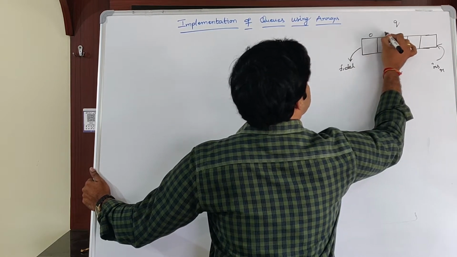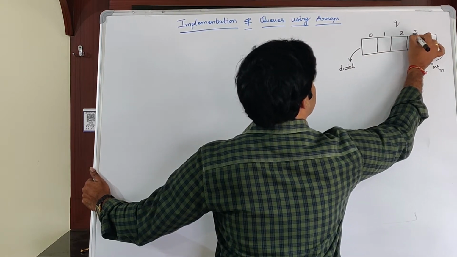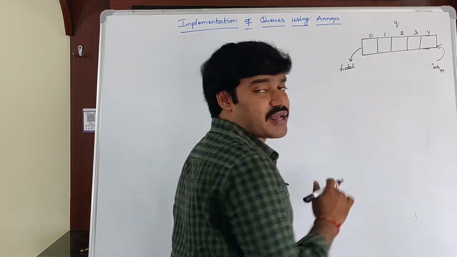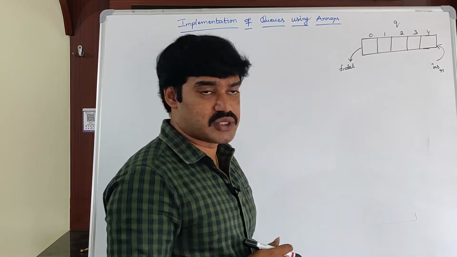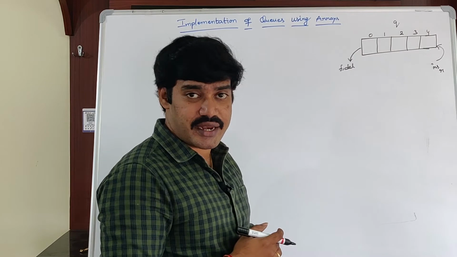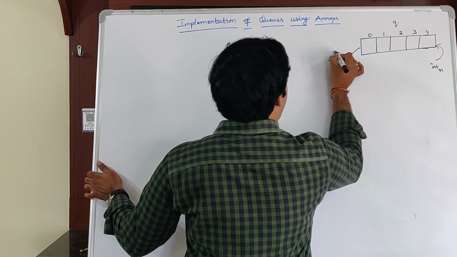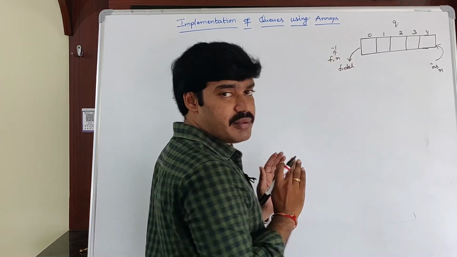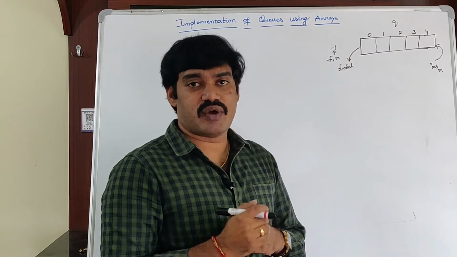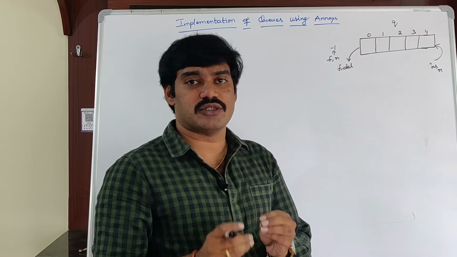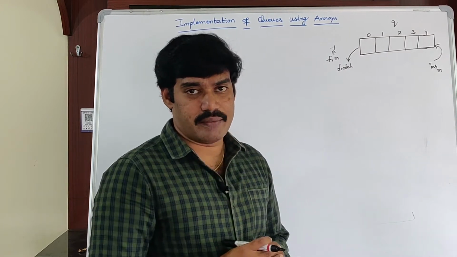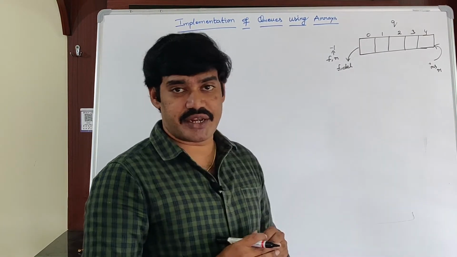Assume that array index starts from 0, 0, 1, 2, 3, 4. What is the size of a queue data structure? 5. That's why 0, 1, 2, 3, 4 are the indexes. Initially, both front and rear point to which one? -1. Why? Because there are no elements in the queue data structure. That's why initially front and rear are the variables that point to -1. Assume that this is your queue data structure.